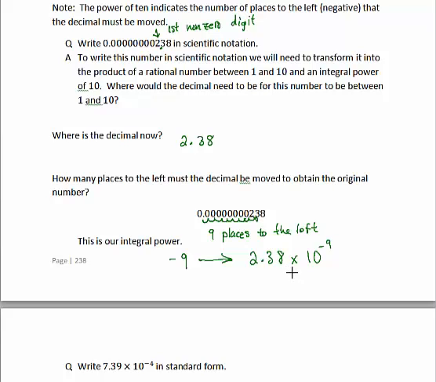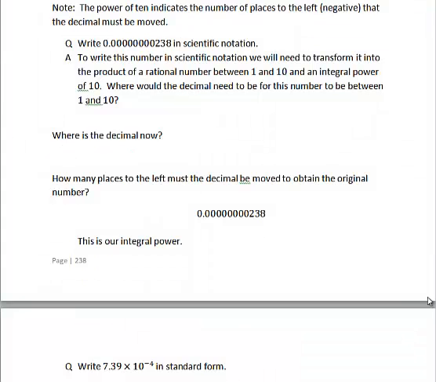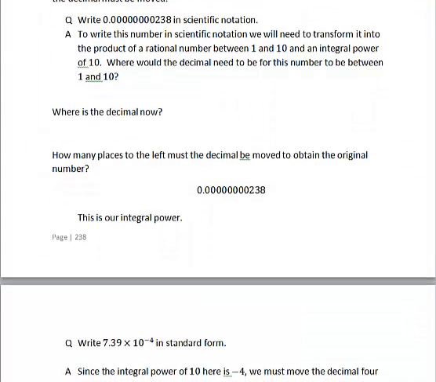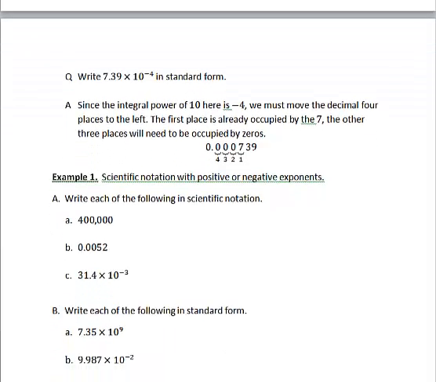Okay, and what did I say about the power of 10 in scientific notation? If it's negative, it takes the base number and it makes it smaller, and 0.00000000238 is a very small number. So that's one way to check the sign of your exponent. Negative exponents make the base number smaller, positive exponents make the base number larger.